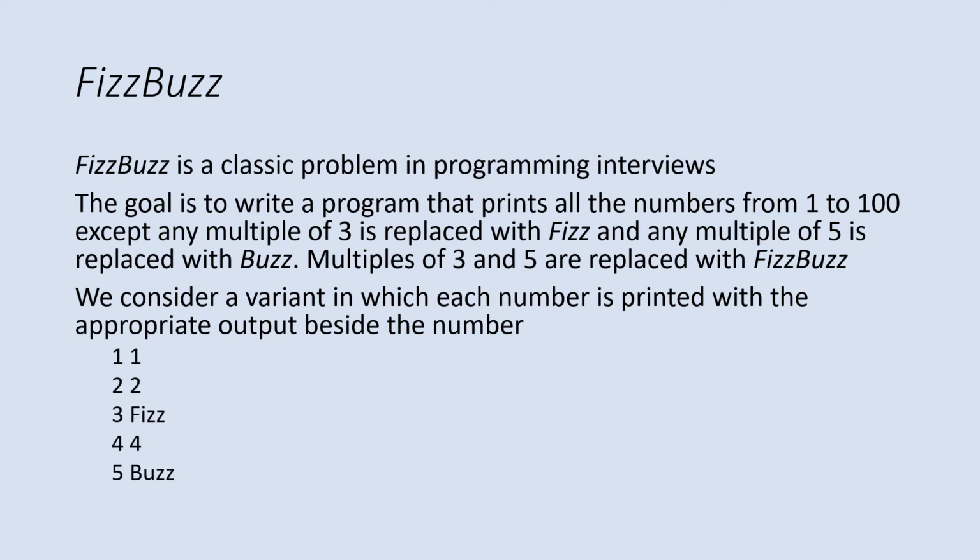So something like this, we would print 1, and beside it have the 1 because that's the correct output. 2 has the correct output. 3 gets replaced with fizz. 4 is 4. 5 gets replaced with buzz. And so on until we get to, say, 15, and then 15 is FizzBuzz. Okay, so we're going to see how to create this using the kind of looping structures that we've been discussing.